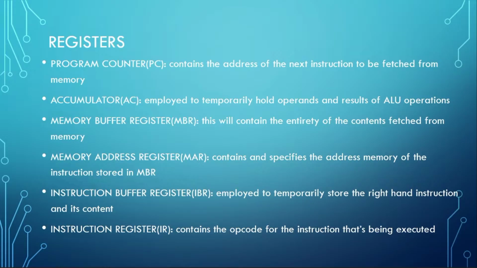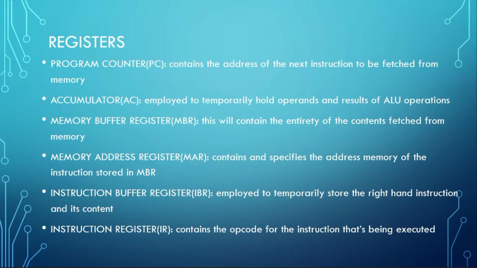Okay, so we have registers, and registers are storage locations, and these storage locations consist of a program counter, which contains the address of the next instruction to be fetched from memory. We have the accumulator, which is employed to temporarily hold operands and results of the arithmetic logic unit operations. We got the memory buffer register, the MBR. This will contain the entirety of the contents fetched from the memory. We've got a memory address register, which specifies the address in memory of the instructions stored in the memory buffer register. And we've got the instruction buffer register, employed to temporarily store the right-hand instruction and its content.